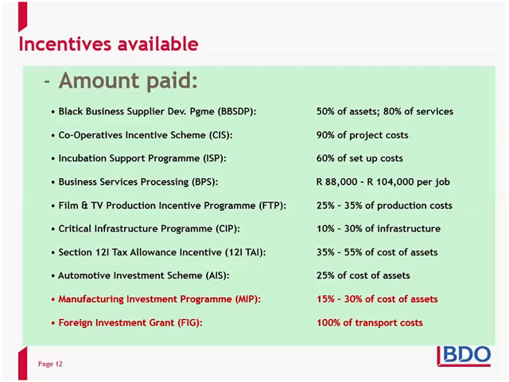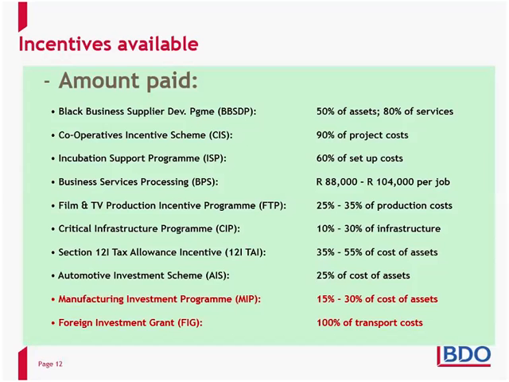The Cooperative Incentive Scheme will pay 90% of the project costs. The Incubation Support Program will cover up to 60% of the setup costs. The Business Services Processing Grant, which is for call center businesses, will pay between 88,000 and 104,000 rand per new job created. The Film and Television Production Incentive Program will pay between 25% and 35% of production costs. The Critical Infrastructure Program will pay between 10% and 30% of qualifying infrastructure spend.